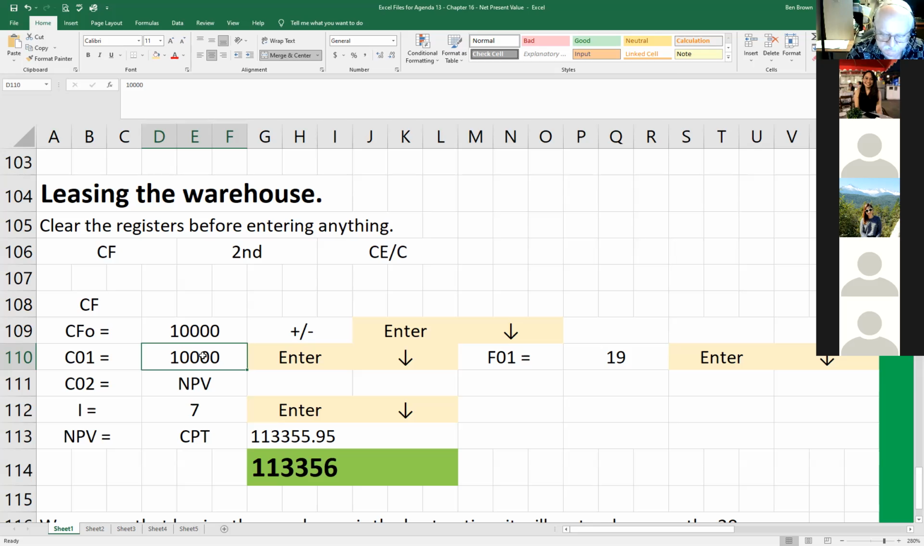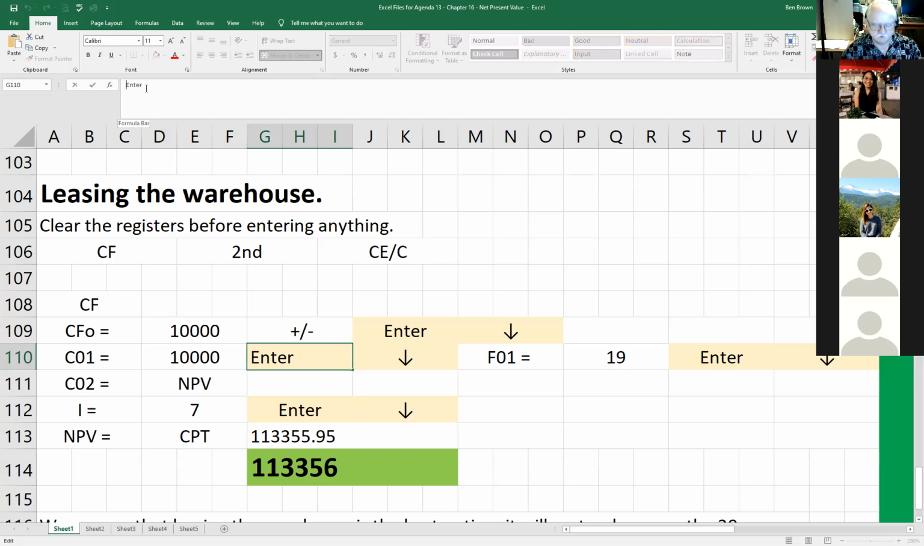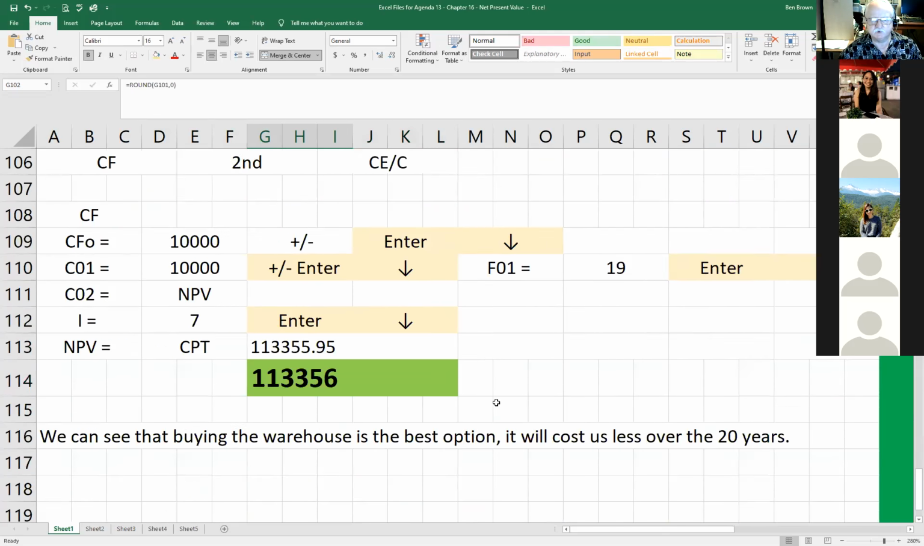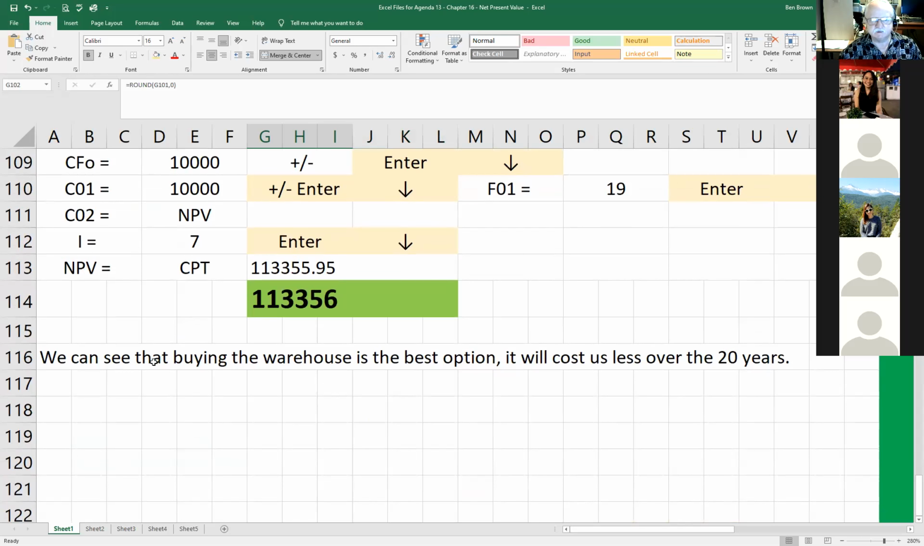And now I get the answer that I claimed to get the first time. So I will have to fix this spreadsheet, and I'll have to resend this to you. There has to be a plus minus in here. So I will fix that and send it to you. Now we're looking at this number compared to this number, and we can again see that buying the warehouse is the best option.